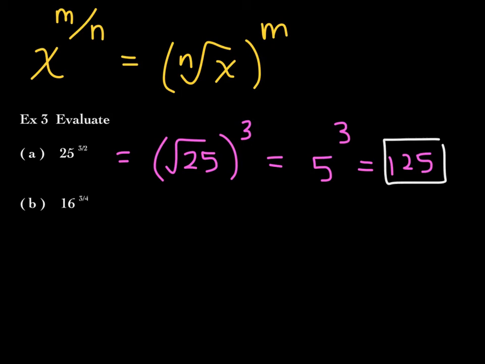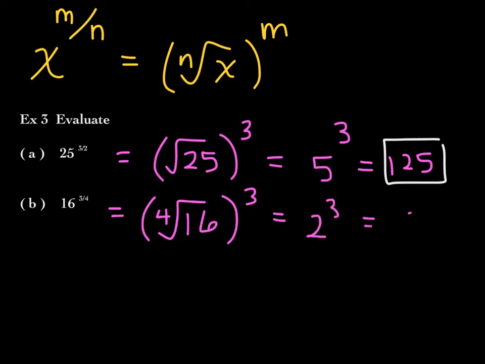16 raised to the power of 3/4 will be the 4th root of 16, and then when you're done finding that 4th root, raise it to the power of 3. Now the 4th root of 16 is 2, and then when you raise 2 to the 3rd power, you get 8. So 8 is the evaluation. I hope you're getting this.